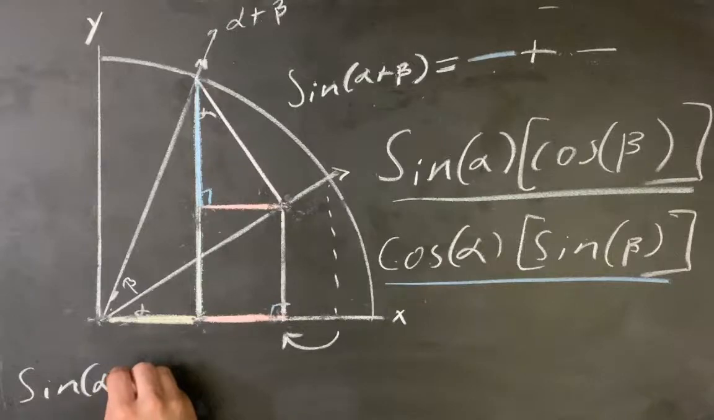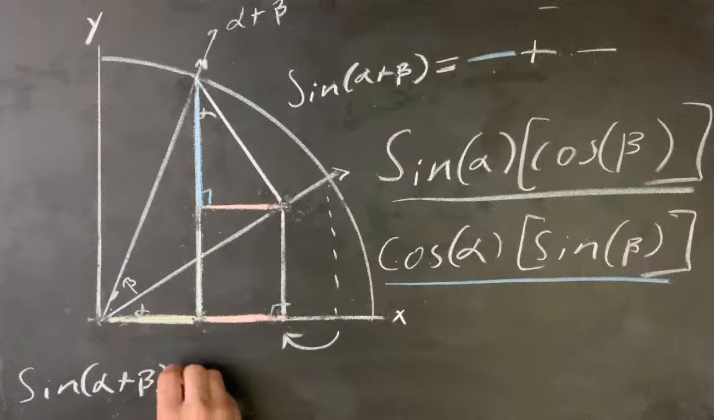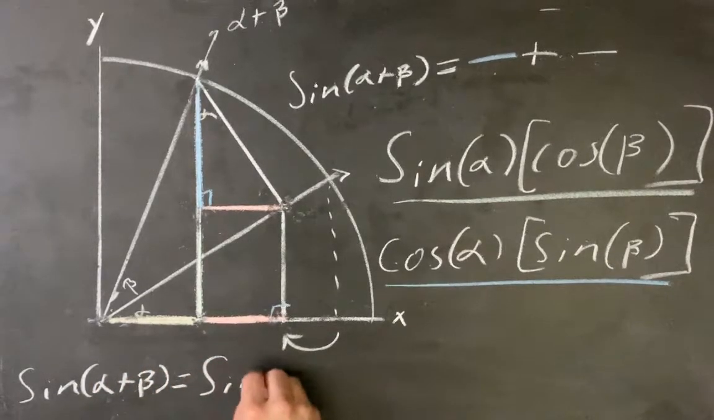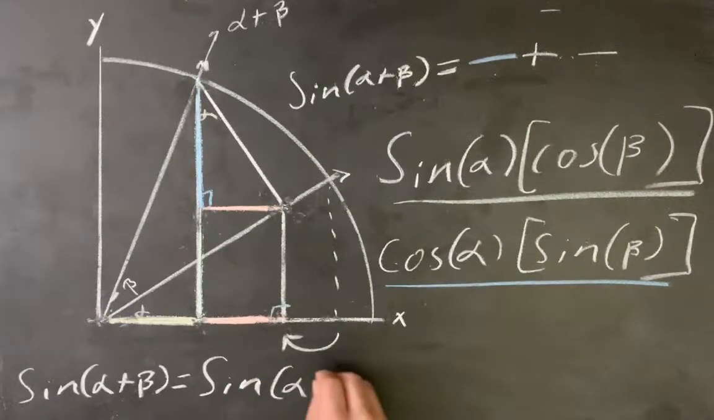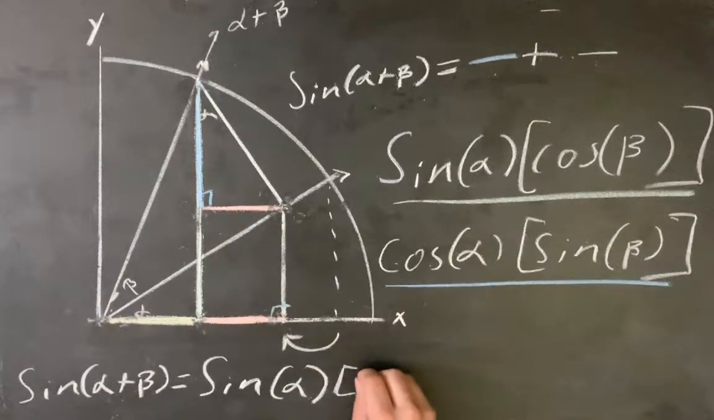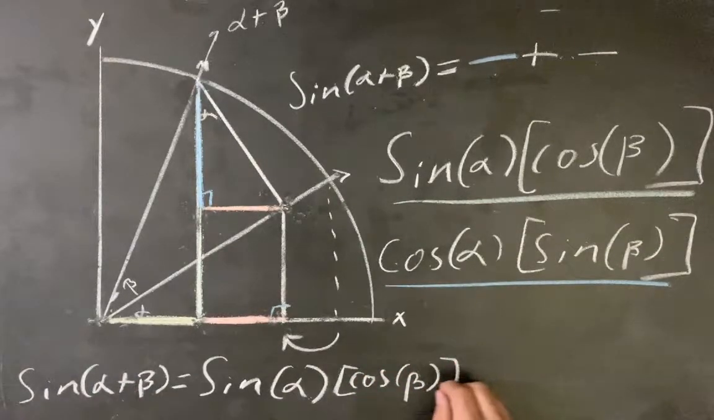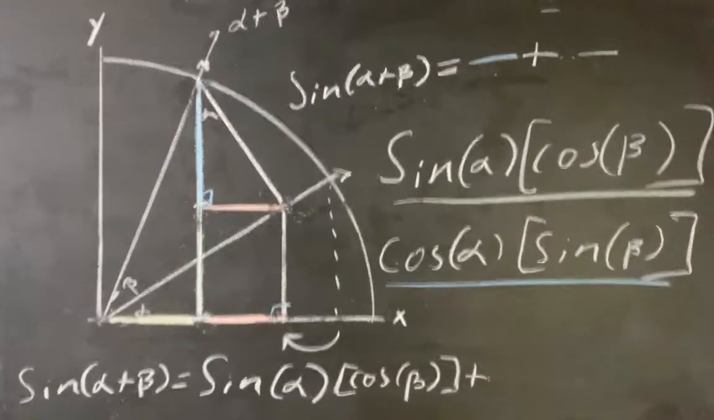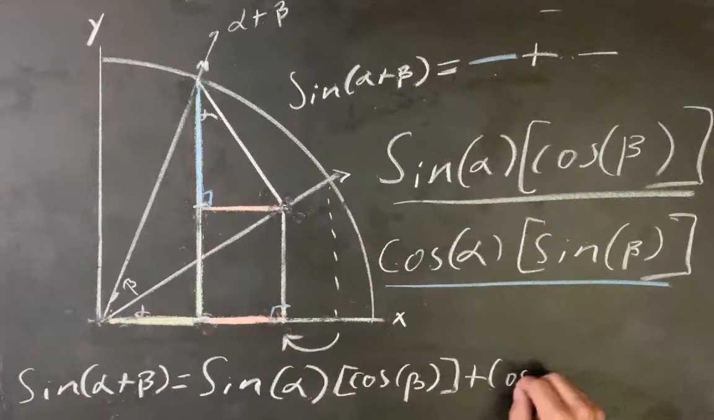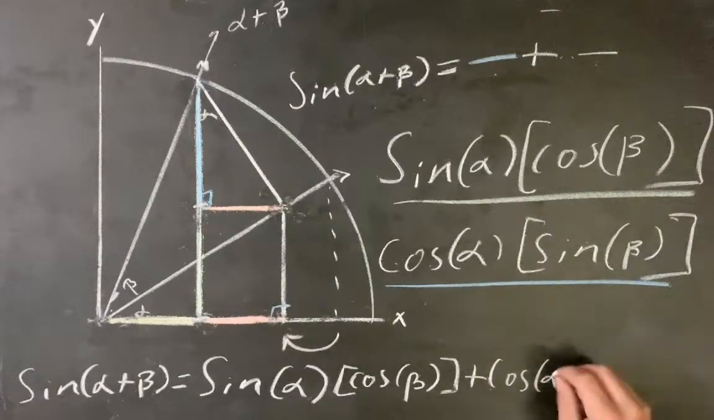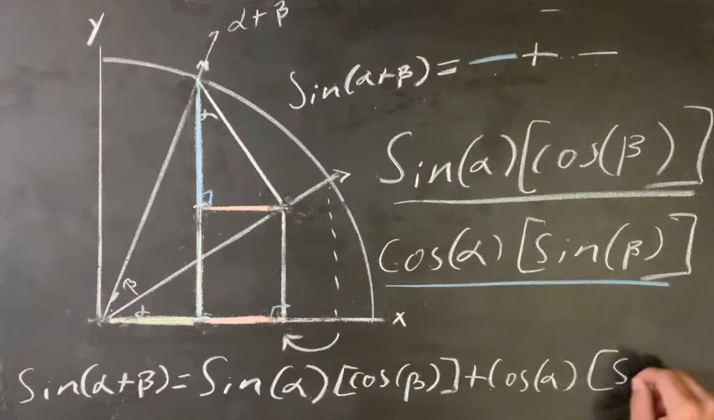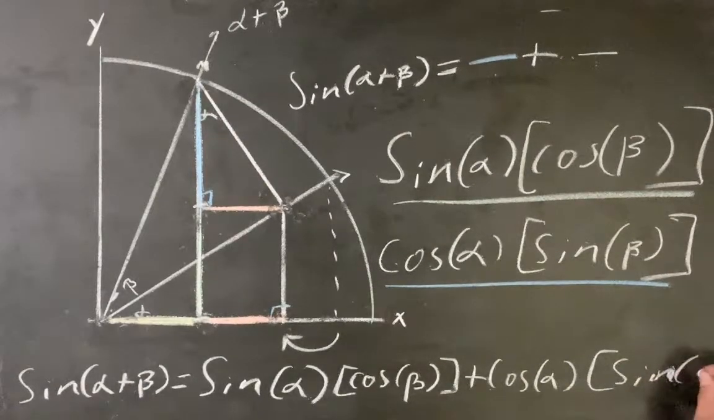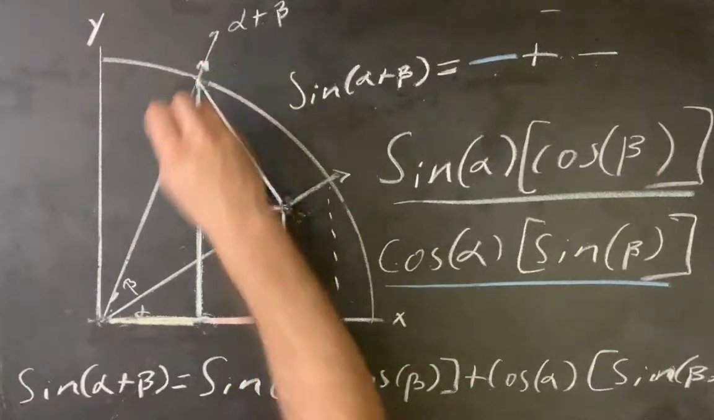So we're going to see that sine of alpha plus beta equals the sine of alpha that has the scaling factor of cosine beta, which denotes this green line from here to here, is added on to cosine of alpha that has a scaling factor of sine of beta, which is this blue line from here to here.